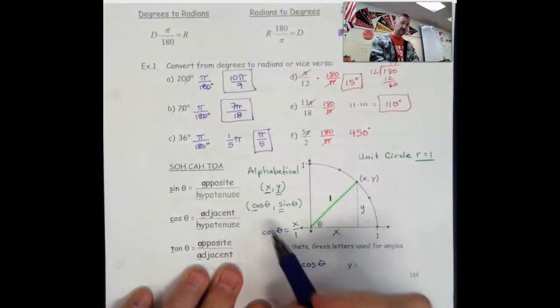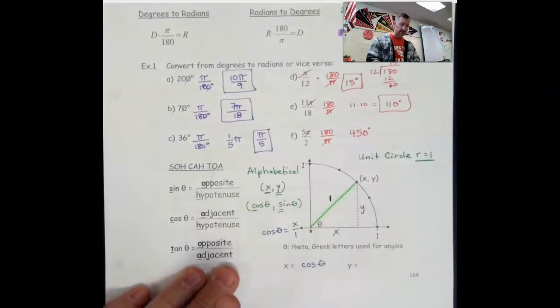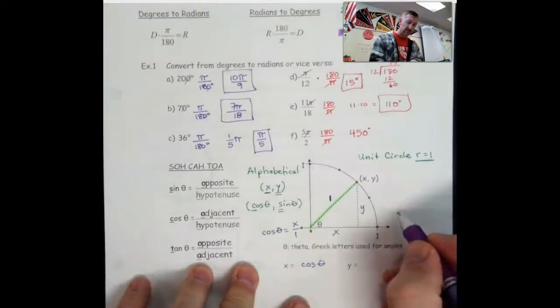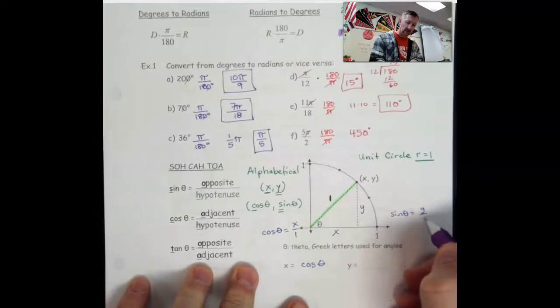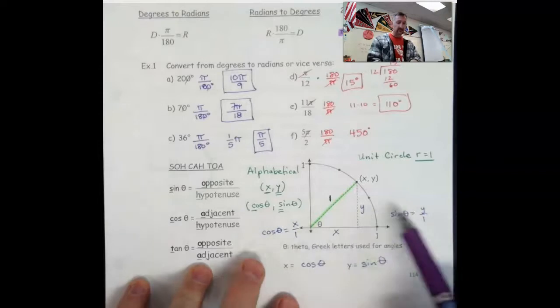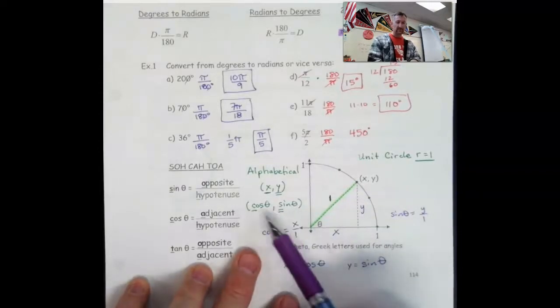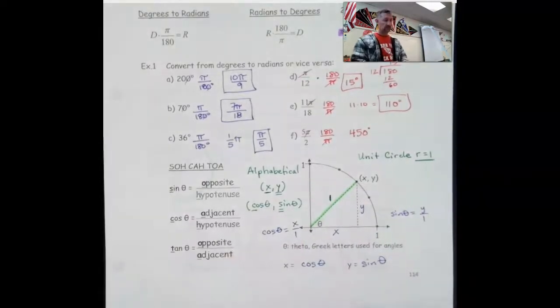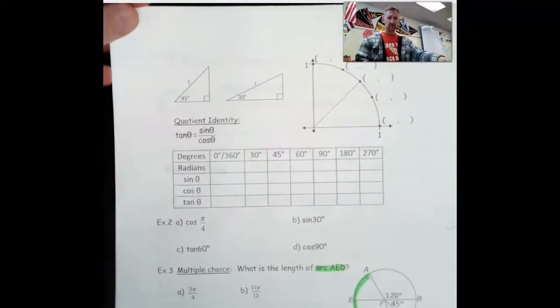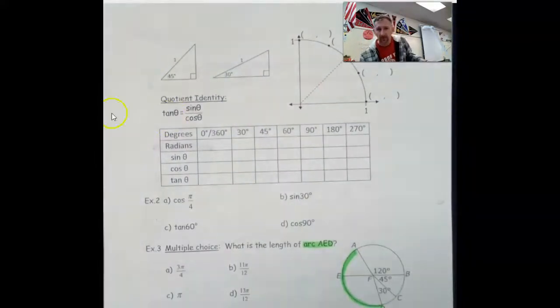So that's just showing us that this is true here. And if we look at y, that's opposite over hypotenuse, so that's sine. So the sine of theta is y over 1, so y is the sine of theta. So really here we're just showing where this comes from, that that's true. Okay? So now we want to explore that a little bit more.